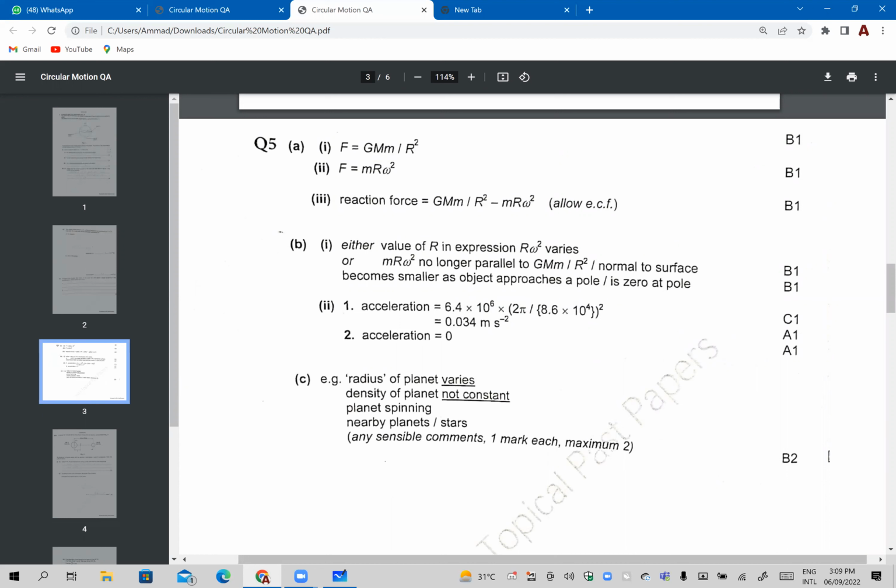So the easy way: if you have to give a relationship, just say r varies. Why? Because the radius increases. We said that because r varies, you're getting 2 marks. So once you've given the relationship, you just state that the normal reaction becomes smaller because the radius increases, the force is decreasing, so the reaction force would also decrease. Do you get it?